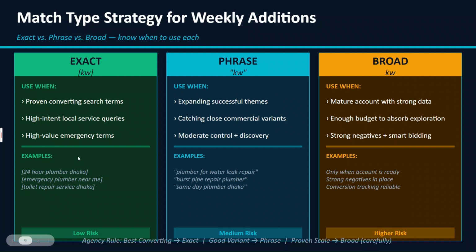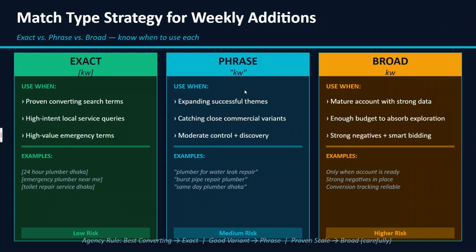Use exact match for keywords that have already proven they convert. High-intent local service queries, where you want full control here. Only show the ad when someone searches the exact thing, like 24-hour plumber Dhaka, plumber near me, toilet repair service Dhaka. Then phrase match, shown in quotes like this, double quotation. So "plumber for water leak repair", in here see double quotation. Use phrase match when you have a keyword that performs well, but you want to also capture close variations. You get a bit more reach while still staying relevant.